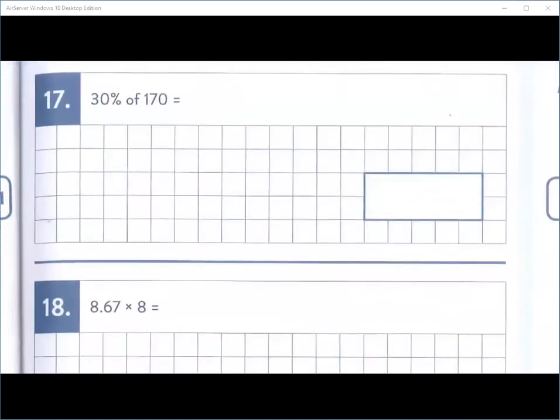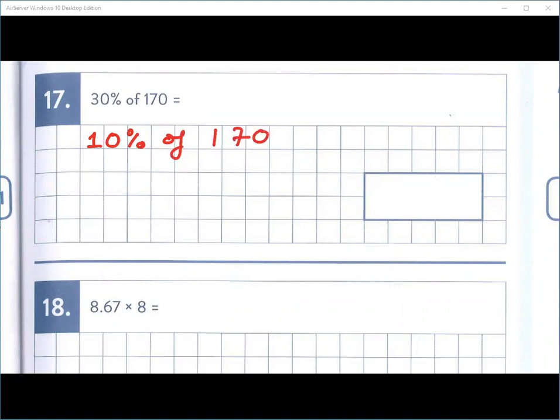Okay, Zaki, I think you do one more question for me because you like percentages so much. You told me that in the beginning of the lesson. So Zaki, smash up number 17 and then you can go to mute.